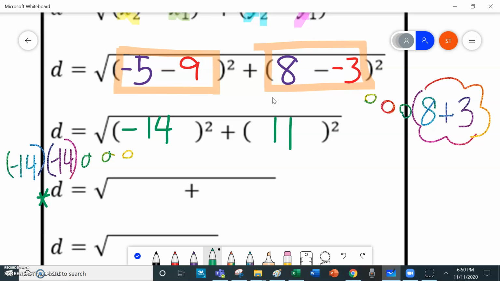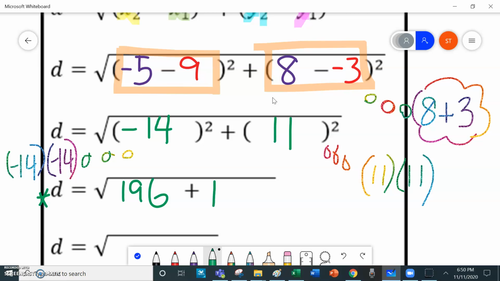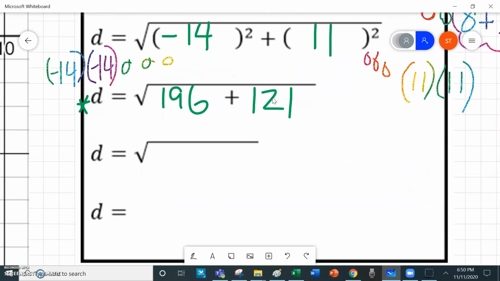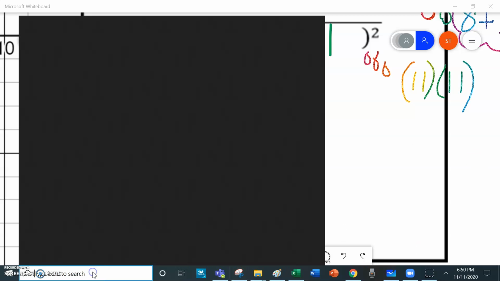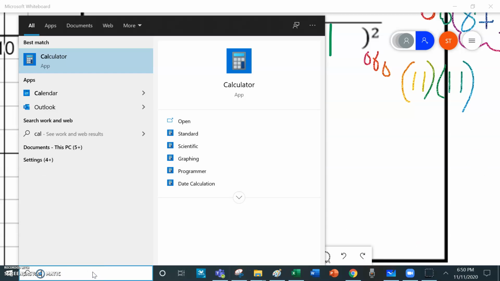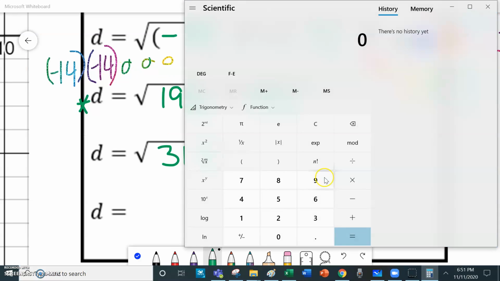-14 squared is 196. I want to do the same thinking with 11 squared, even though 11 squared is positive. I want to think 11 times 11, which is 121. Now my next step, I am simply adding 196 plus 121, which will give me 317. And then at this point, I will bring up my calculator.